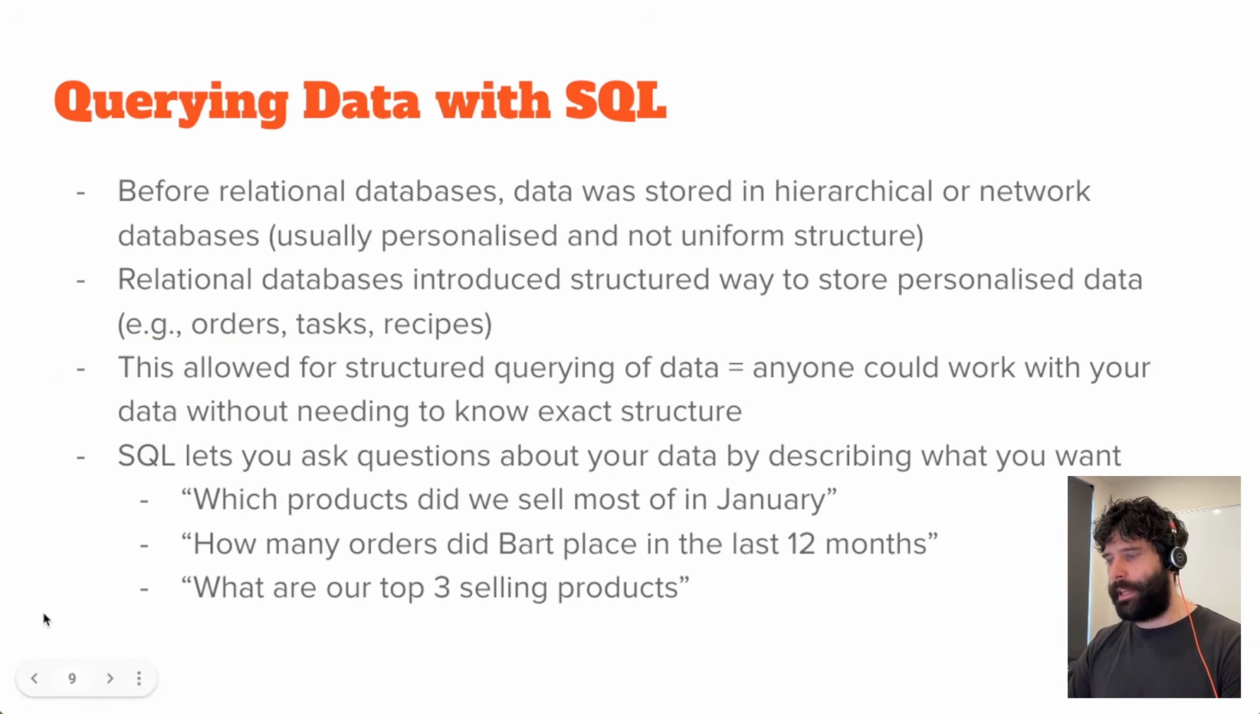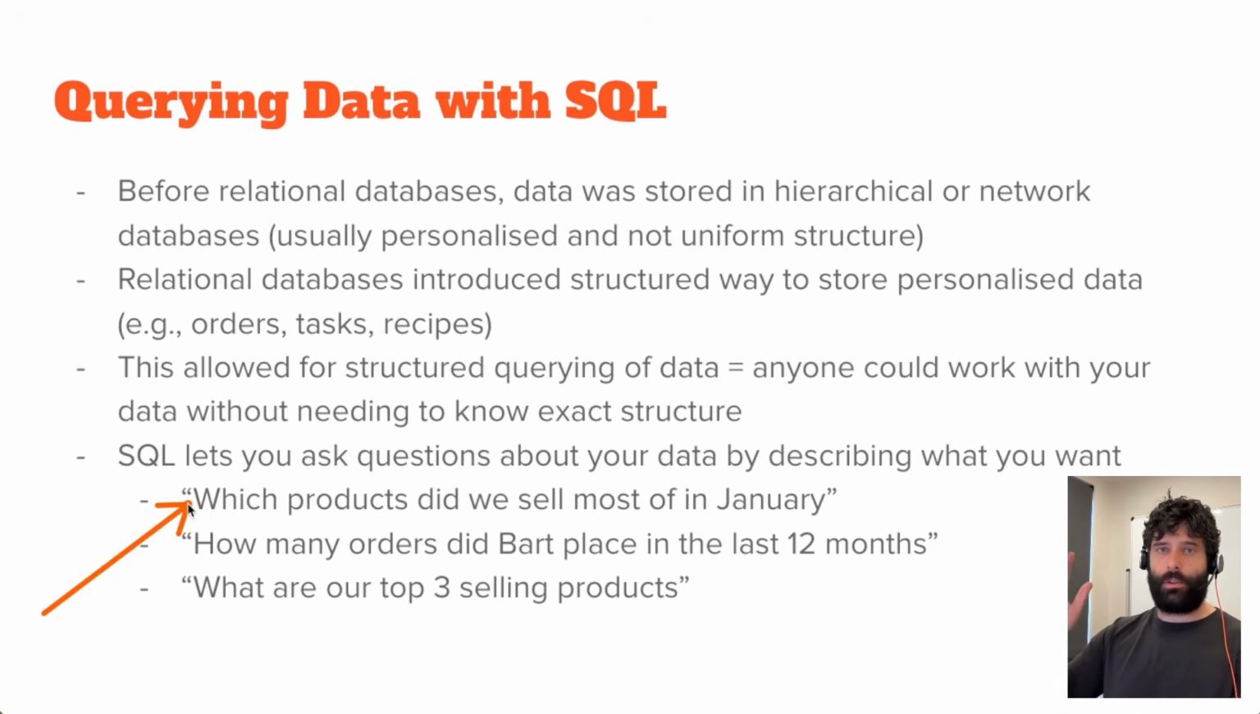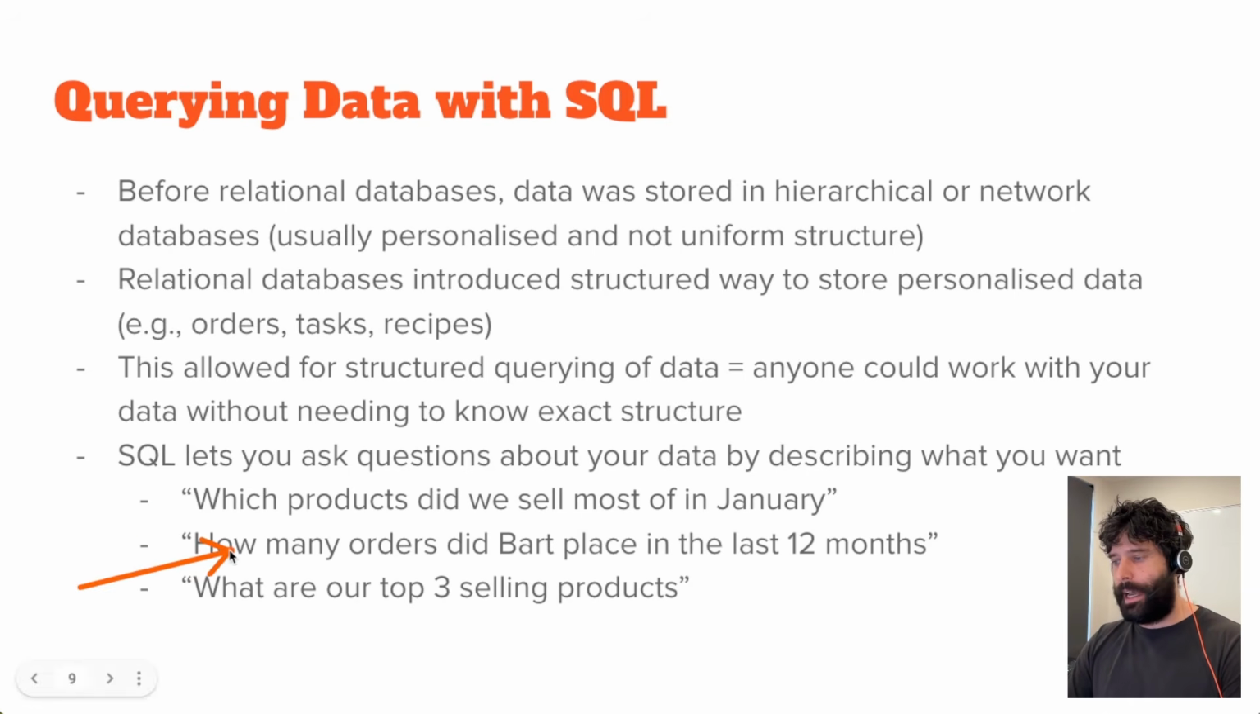And if you haven't played with SQL just yet, that would be great for a follow-up video. But it lets you query things by just describing what you want. It's not actually just describing in plain English, but this is essentially what you're able to do when you have storage of all your separate entities of tables that store orders, products, customers. You're able to query things like which products did we sell most of in January? How many orders did Bart place in the last 12 months? What are the top 3 selling products? This kind of stuff is very easy to query in a straightforward way.